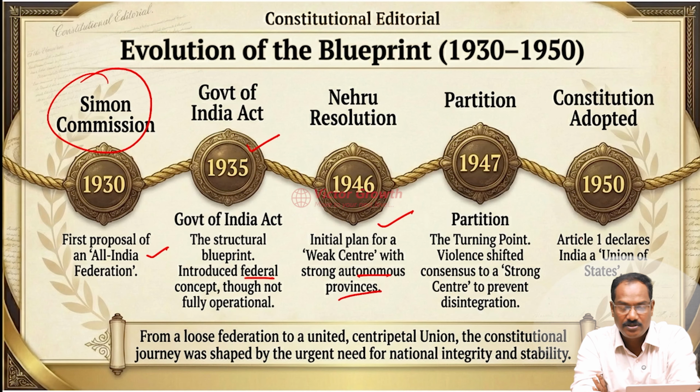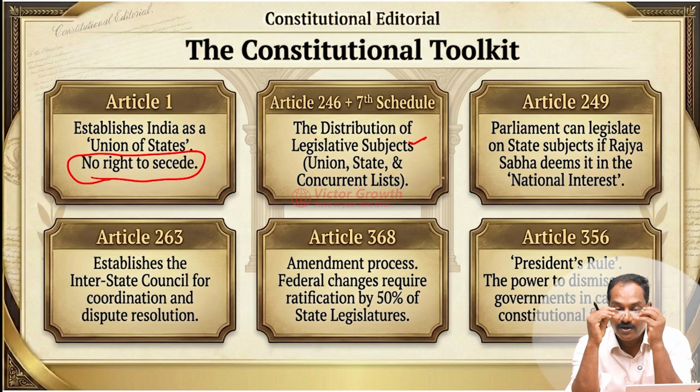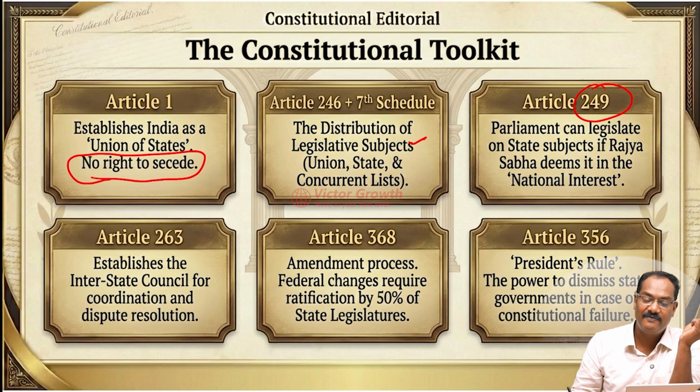Look at this constitutional toolkit. Article 1, Union of States. Again, there is no right to secede. That means if any state wants to become a separate country, that is not allowed, not possible. Distribution of legislative subjects: I told you, union list, state list, concurrent list. Article 249 is also against federalism. What is Article 249? If the Parliament wants to make a law, they can make it, but Rajya Sabha has to give an approval in the national interest.